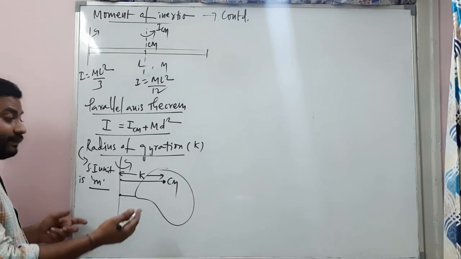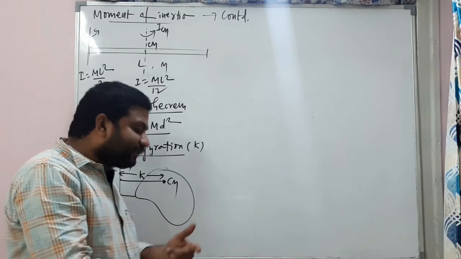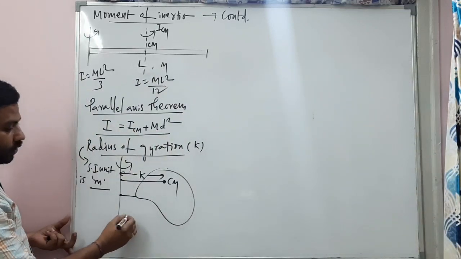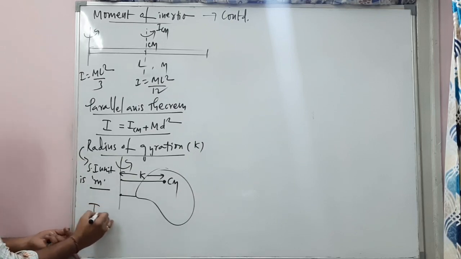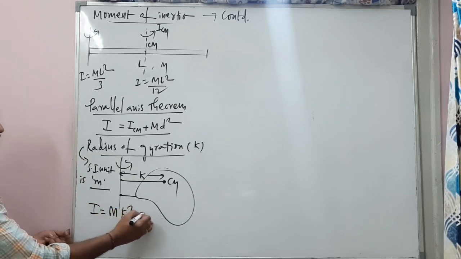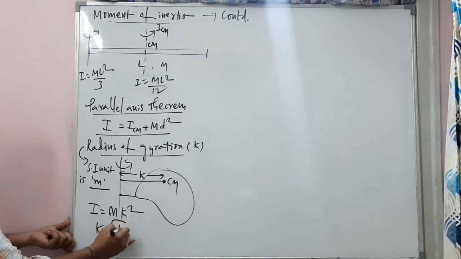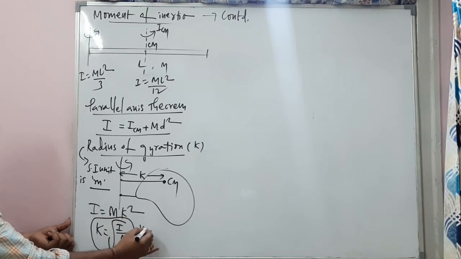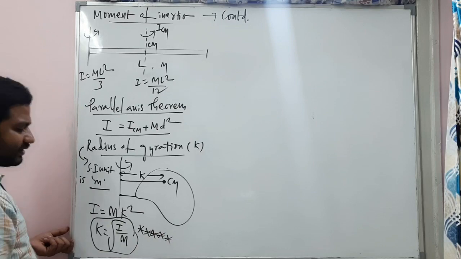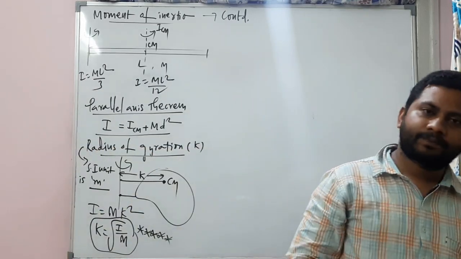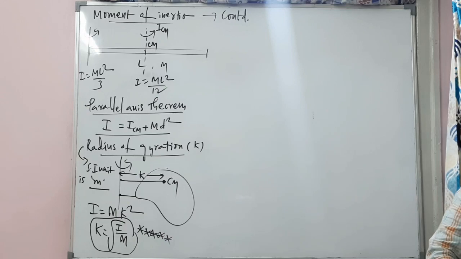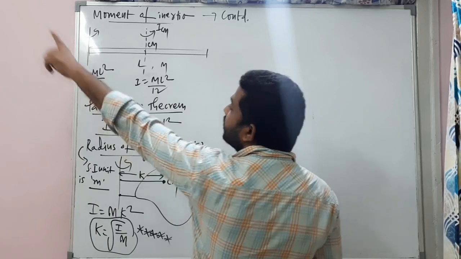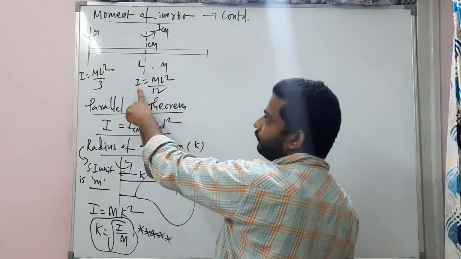Now, the point is that there is a relation between this radius of gyration and the moment of inertia. What is the relation here? Observe carefully, I'm just writing here: I is equal to M K square, and K is equal to root of I by M. This is very important, a five-star expression. What's the radius of gyration expression? Root of I by M. So there is a radius of gyration for this axis of rotation, and there is a radius of gyration for this axis of rotation.